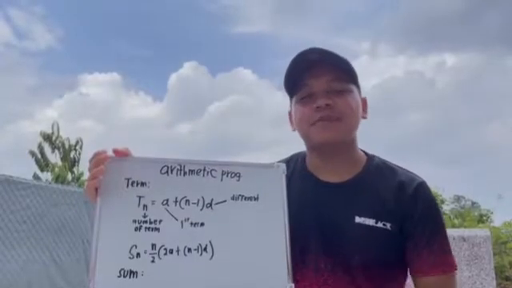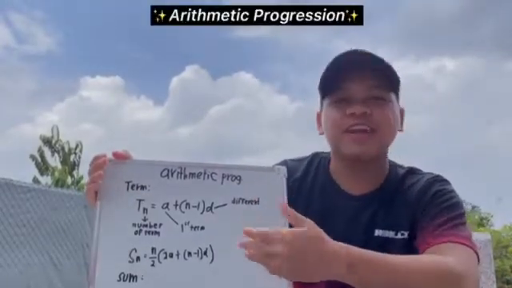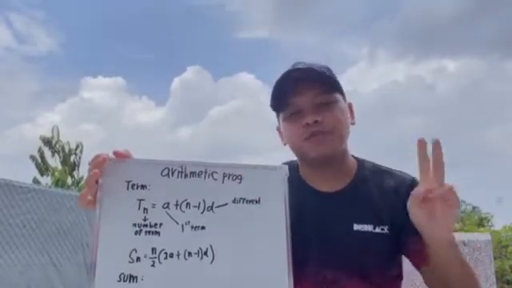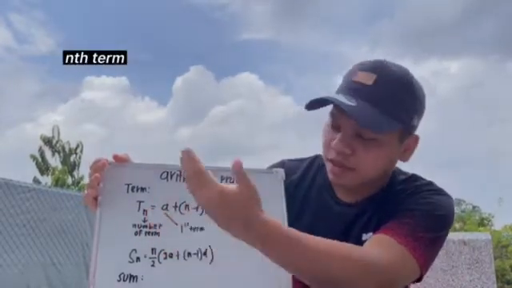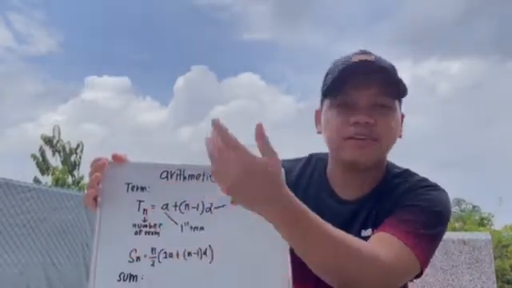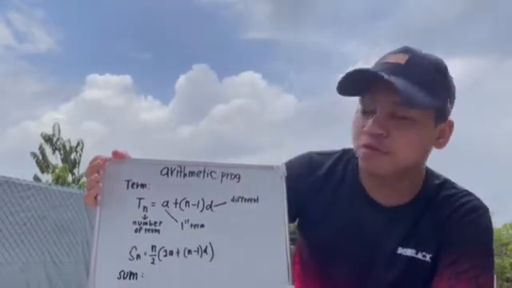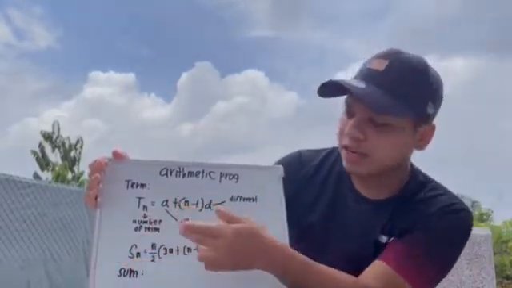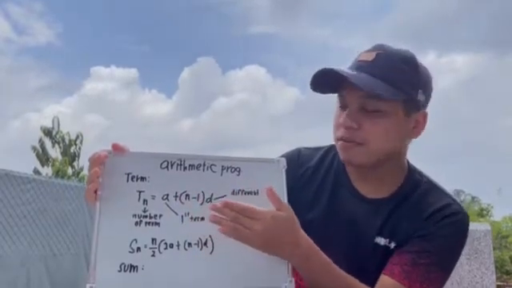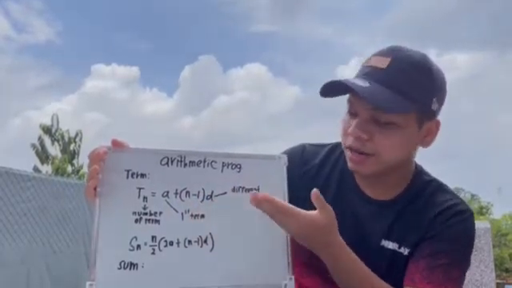First, I will tell a little bit about arithmetic progression. Basically, arithmetic progression has two formulas, which are the term of n and the sum of n. Okay, firstly, let me see the first formula. For the first formula, the nth term is Tn equals a plus bracket n minus 1 bracket d.